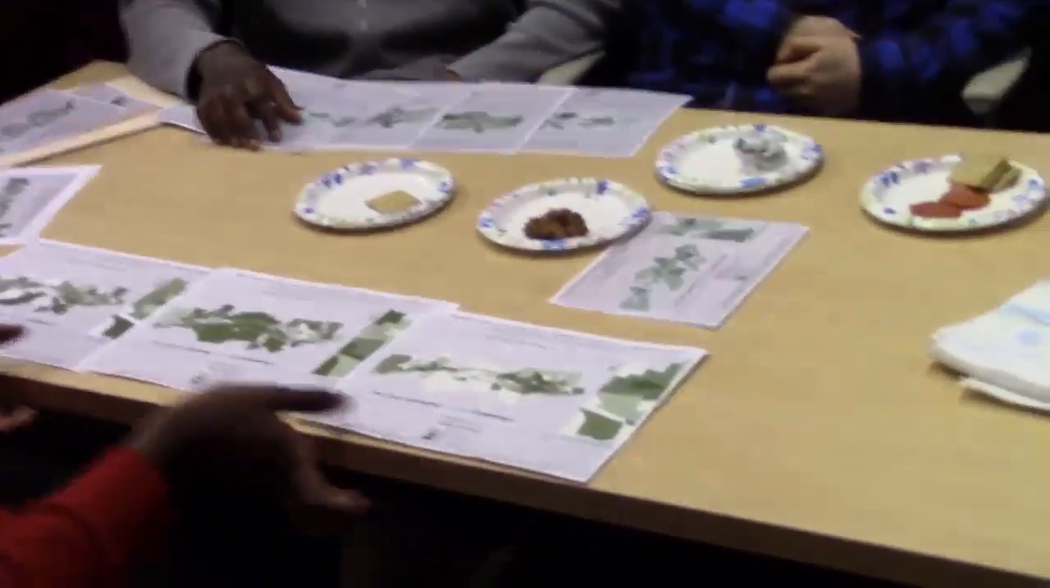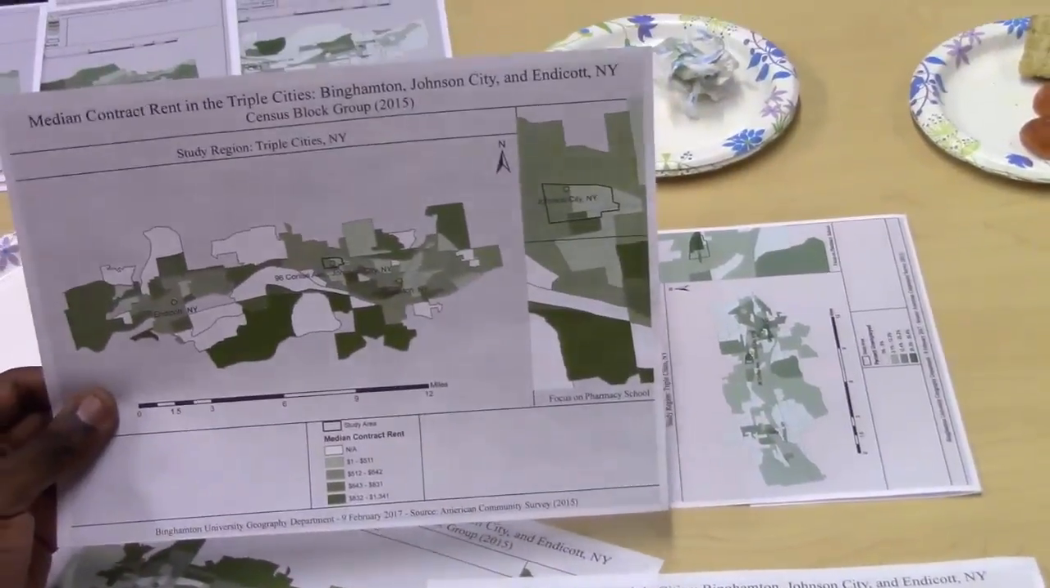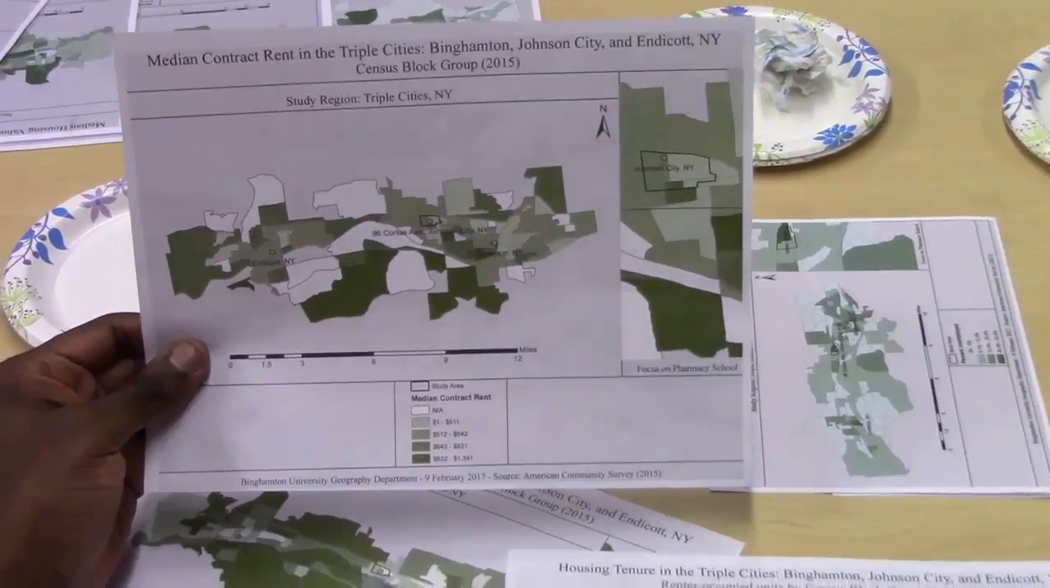Okay, so whoever would like to start, share what your assignment was, what you found that's important, and see if others have comments. Who would like to start? I'll start. No problem. So I was tasked with first looking at housing tenure and median contract rent for our study area. And what you'll see in these maps specifically, if you want to come over and take a look, you'll see we're studying the triple cities, so Endicott, Johnson City, and Binghamton.